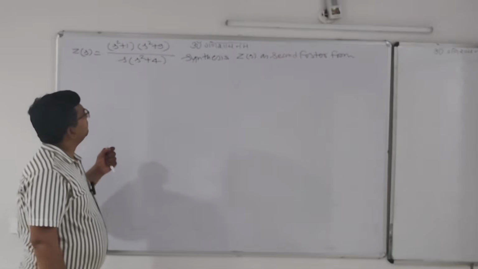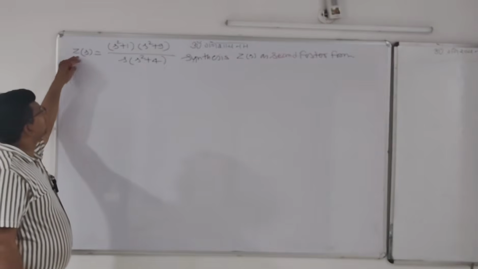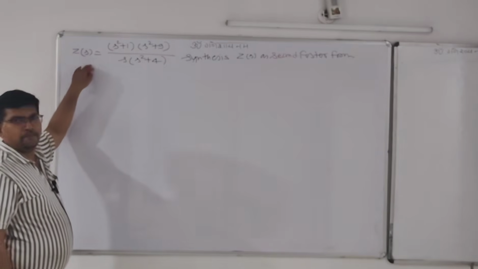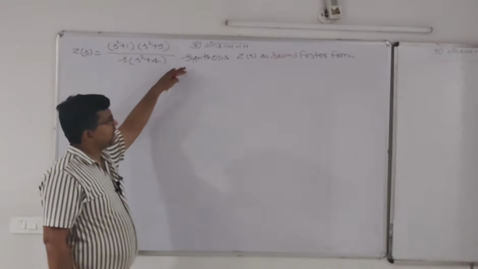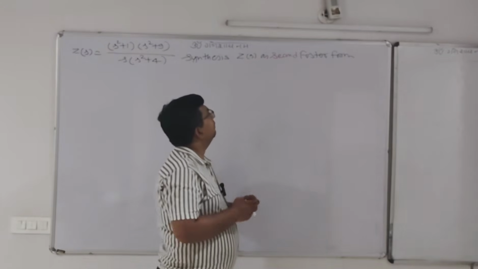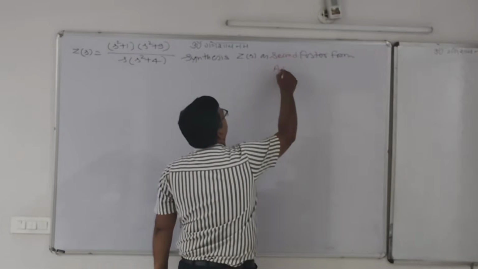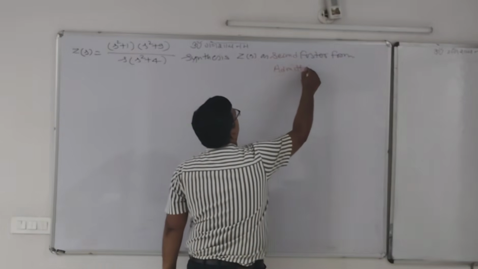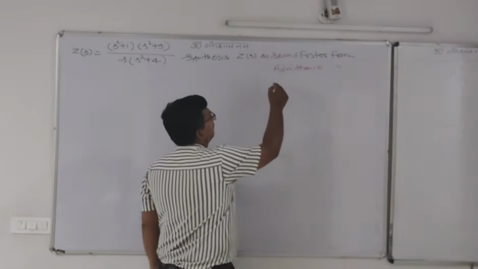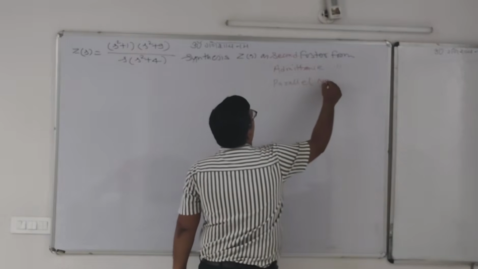Okay, in the last class we discussed the first Foster form. Today we will discuss the second Foster form. Again, we are given the same impedance function, and we have to synthesize it as a second Foster form. Before discussing that, we should know that the second Foster form is called the admittance form. That is one important thing. And this admittance form is also called the parallel network form.